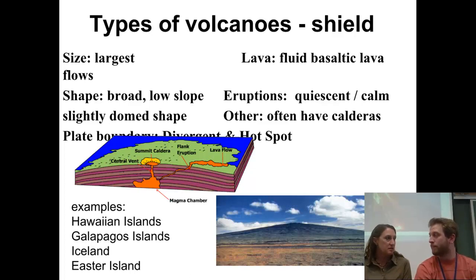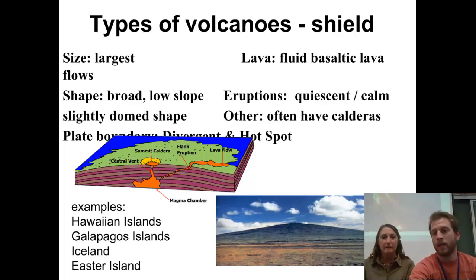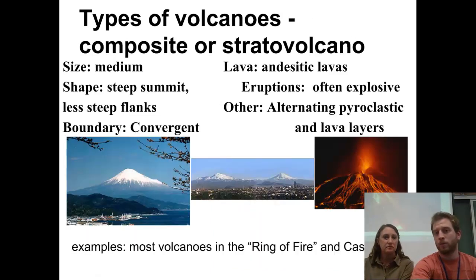For example, Iceland is a huge shield volcano that's over a hotter area of the mid-Atlantic ridge. Some other examples are the Galapagos Islands and Easter Island. Cool. So the second one, we're shrinking it a little bit.